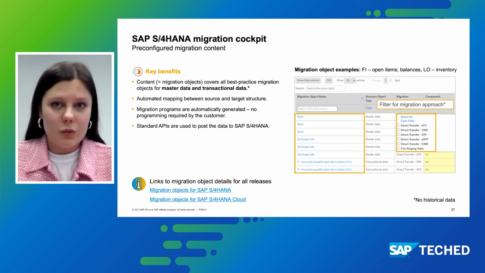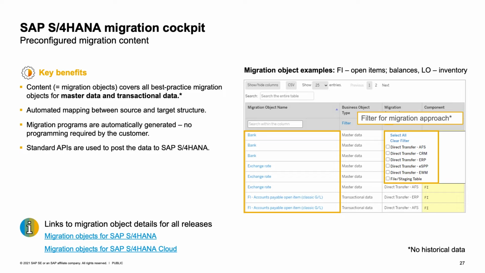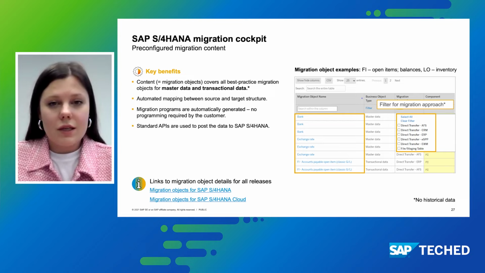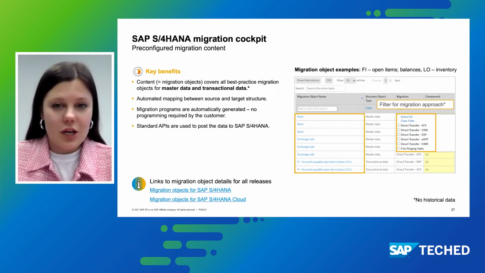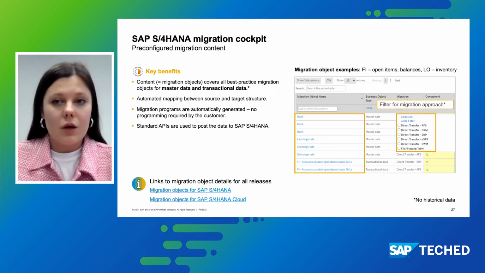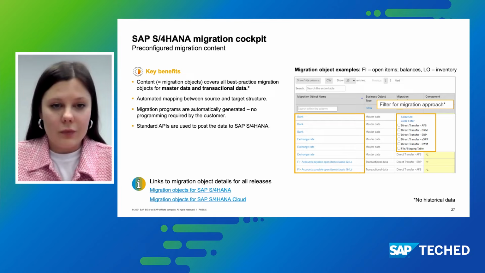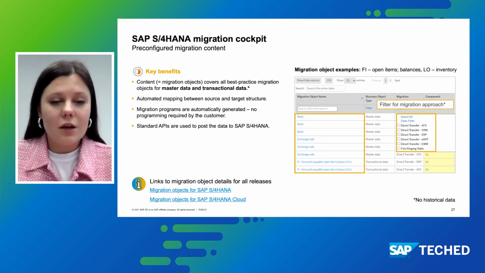In the migration cockpit, you also have automated mapping between source and target structure. The migration programs are automatically generated, as I already said, no programming skills required. And the standard APIs are used to post the data to SAP S/4HANA. In the right part of the screen, you can see the screenshot with the list of migration objects. You can see bank, exchange rate on the screen, and you can see the filter possibility. You can choose the approach you are interested in and see the list of the migration objects available in there. After the presentation, you can access these two lists for the migration objects for SAP S/4HANA and SAP S/4HANA Cloud.